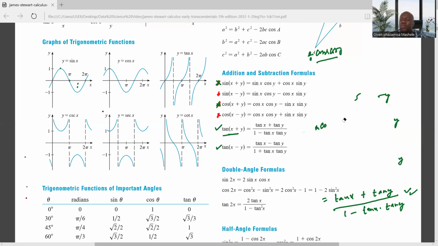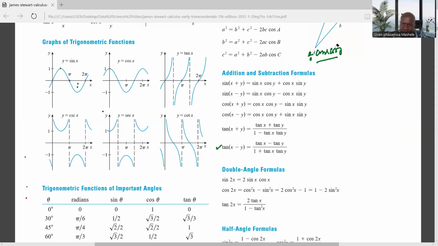Save this video for next year, so that when you start your first year at university, in maths, and they talk about these things, you can come back to this video and refer to it wherever you don't understand. Then again, we have things like the double angles. I think you know these things. You have done double angles in grade 12.